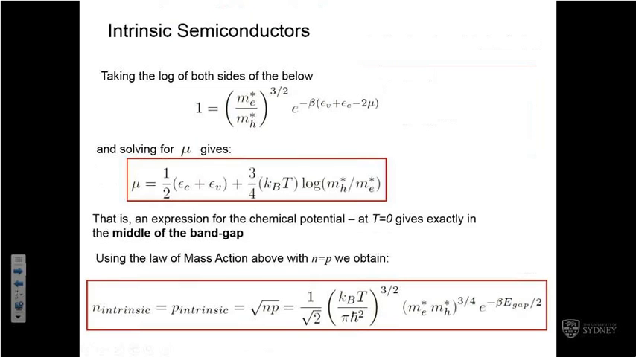So we have that expression. Now we just take the log of that, get rid of this exponential here, and rearranging, you get this expression for the chemical potential. So when you are at exactly T equals 0, this term disappears, and it will be located exactly halfway between the conduction band minimum and valence band maximum. So at T equals 0, it goes to the middle of the band gap.